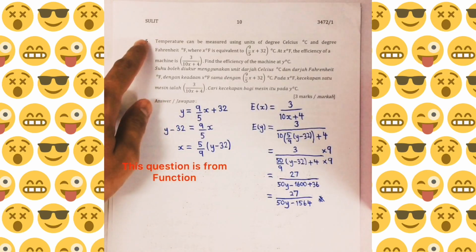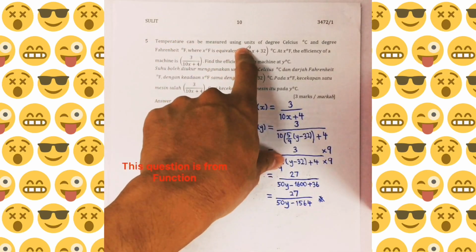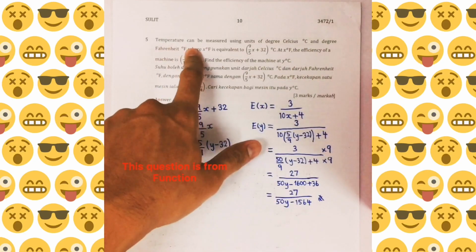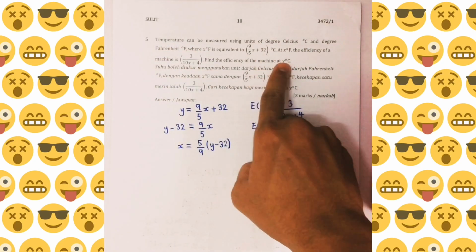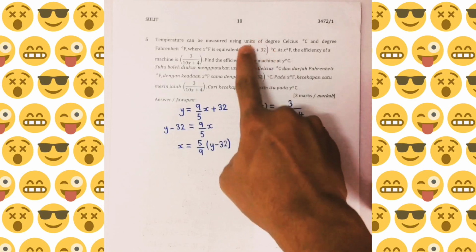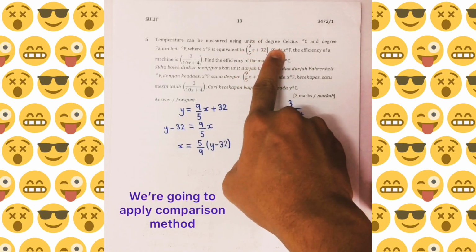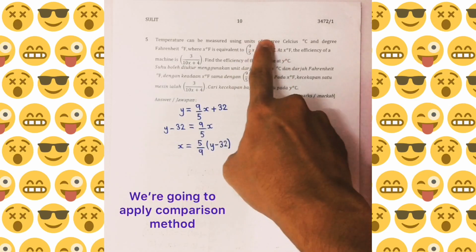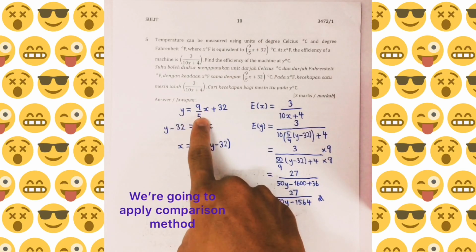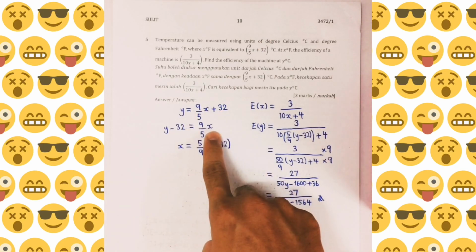Question number 5. The temperature can be measured using degree Celsius and degree Fahrenheit. Okay, first thing, if you look at this term, this is y degree Celsius, and this is also something degree Celsius. The first step is to equate y equals to this term. So we're going to write y equals 9x over 5 plus 32. And then you have to find x in terms of y.